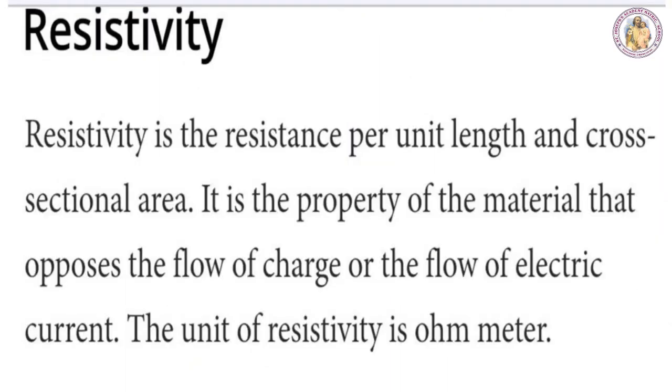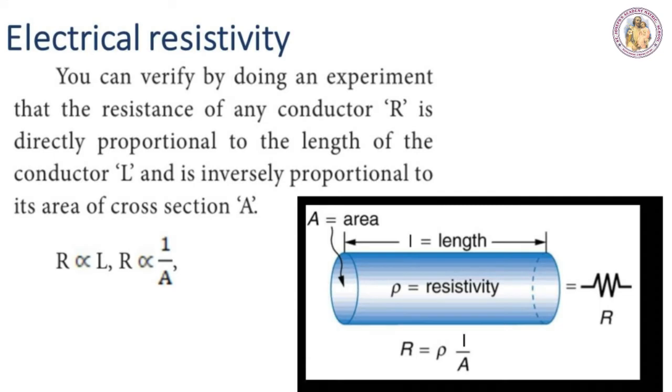So, what is resistivity? Resistivity is the resistance per unit length and cross-sectional area. It is the property of the material that opposes the flow of charge or electric current. The unit of resistivity is ohm meter. We can verify by an experiment that the resistance R of any conductor is directly proportional to the length of the conductor L and inversely proportional to its area of cross section A.